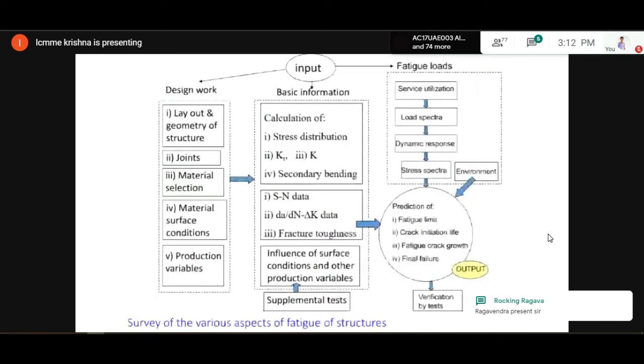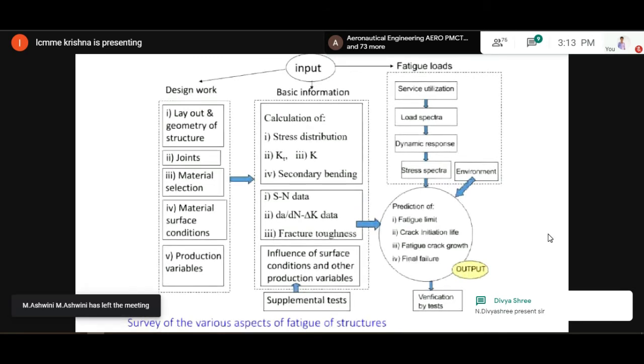So here I am showing you the overview of how the fatigue or fracture concept works. Like design work, it involves layout of the geometry of the structure, joints, material selection, material surface condition, the production variables. Then secondly comes the basic information: the calculation of stress distribution, stress concentration, the SIF, the stress intensity factor, secondary bending, the stress life data, da/dN versus delta K data, the fracture toughness, and the influence of surface conditioning and other production variables. All these are basic information that goes into the analysis part.